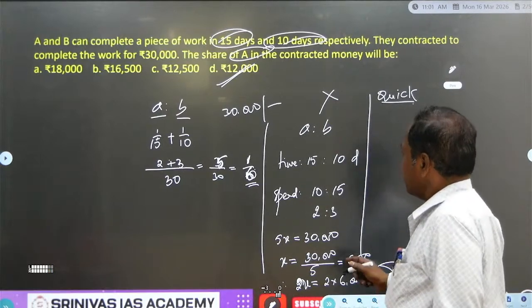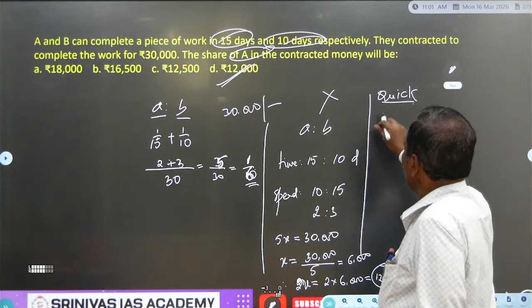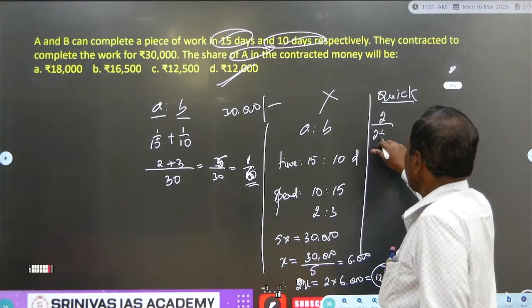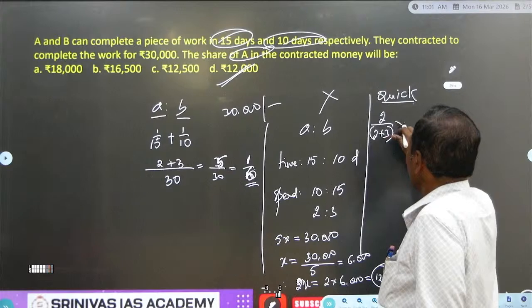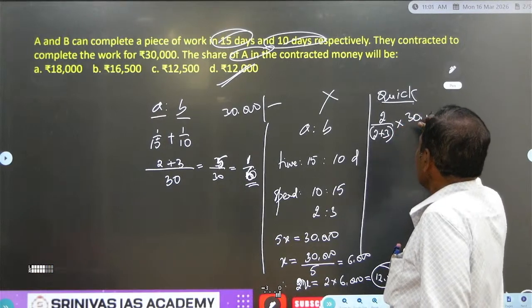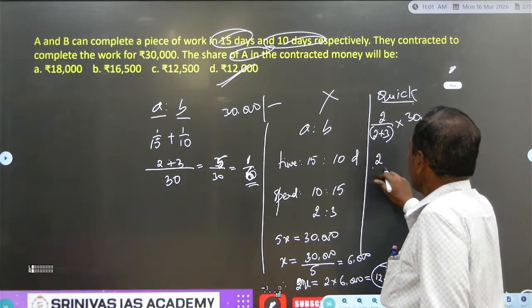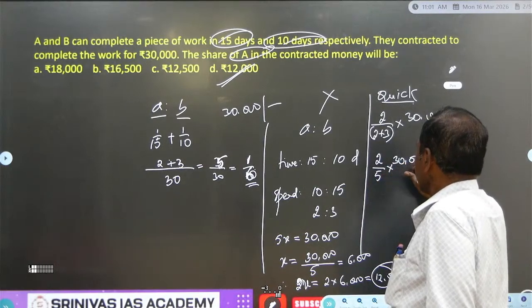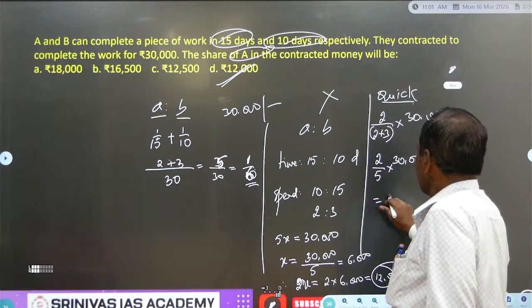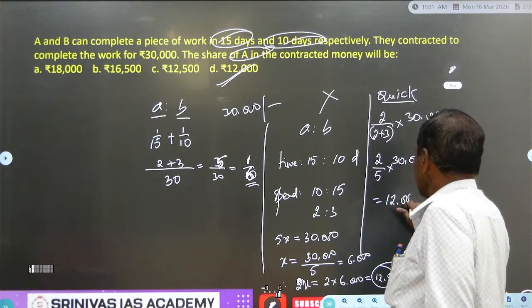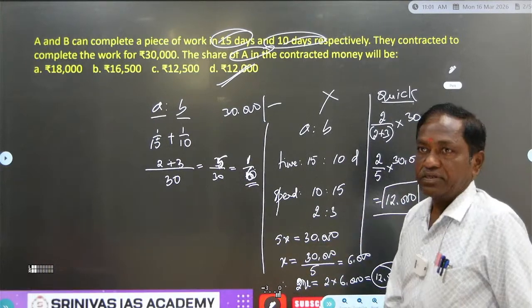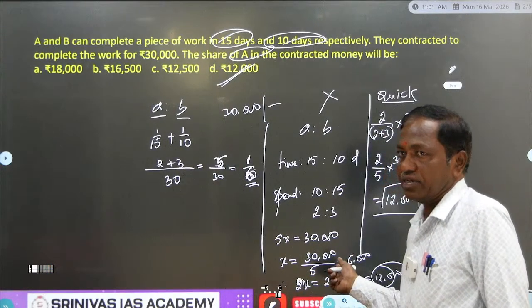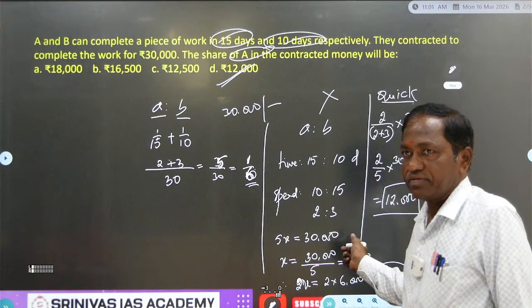Now we can see the ratio of A is 2 out of the total ratio, 2 plus 3. Into what money is there? 30,000. It means 2 by 5 into 30,000. Right, this is the thing. Finding the x value and then arriving at the answer, this is straight away we are calculating.